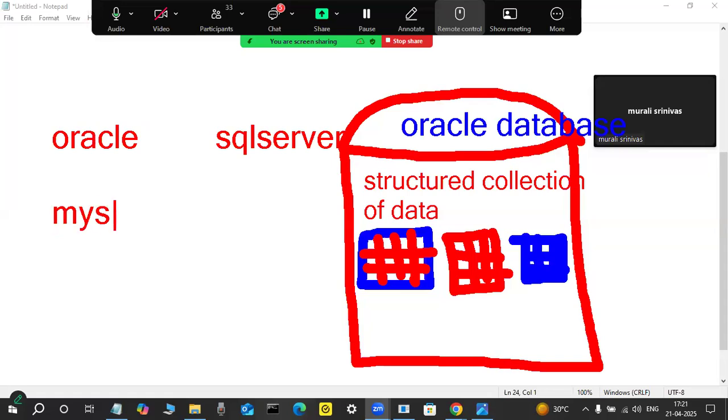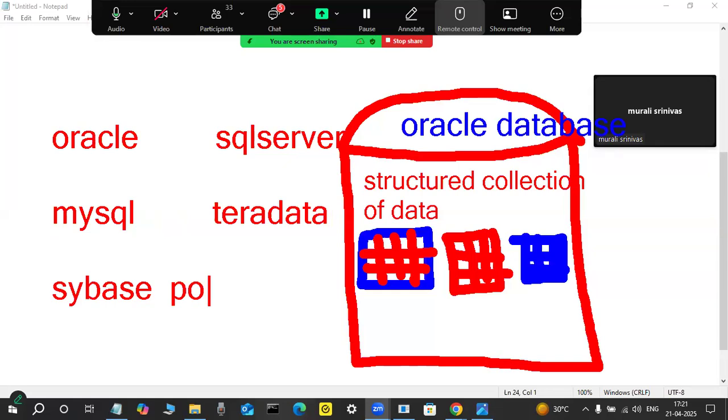Suppose MySQL is a database product. That is also popular, and it is open source. But nowadays Oracle has purchased it. This is also a relational data model product. In these database software products, there are different companies, but structured collection of data is there. Teradata is a popular database product from NCR Corporation. Sybase is a popular database product from Ingres company. Postgres is also a popular database product from Ingres company.